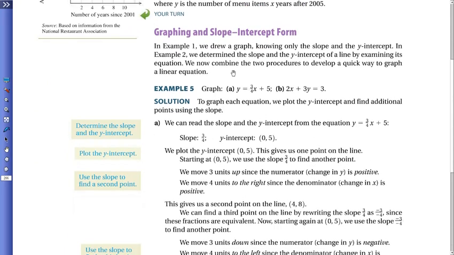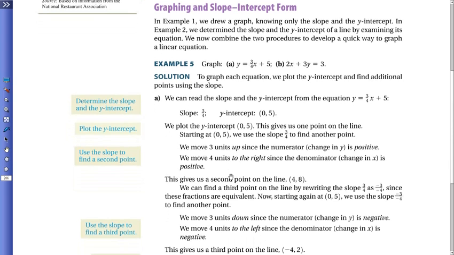Then they get into graphing in the slope-intercept form. So that's what we do. The next step basically is we can get the slope and a point. Once I have a point and a slope, the slope tells me where to draw the next point on my solution line. So that's all you do.